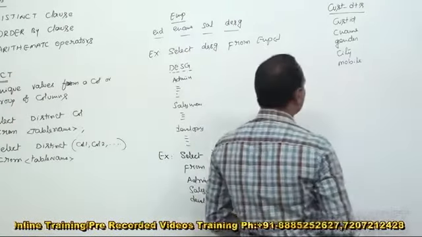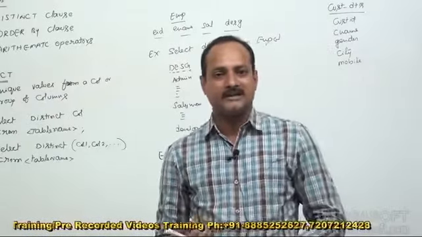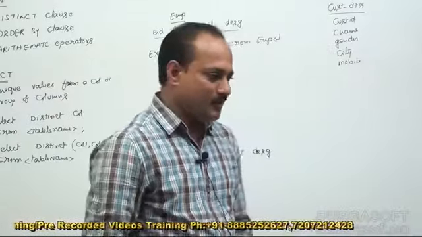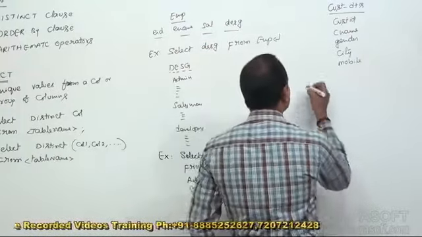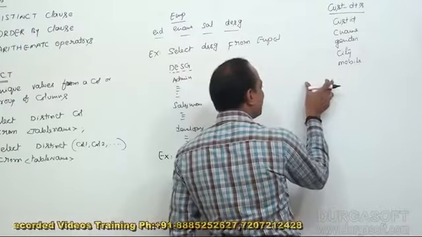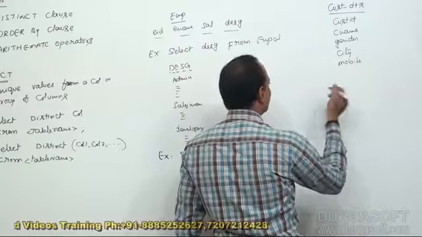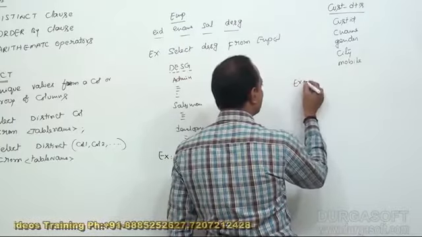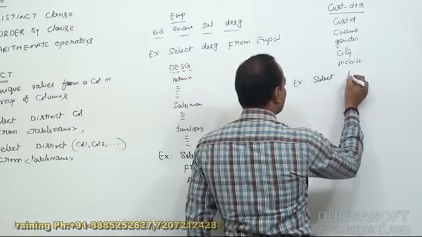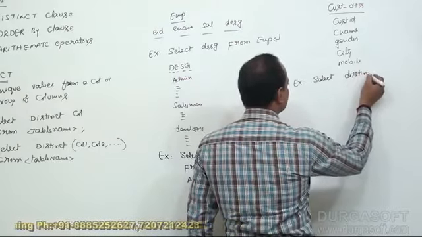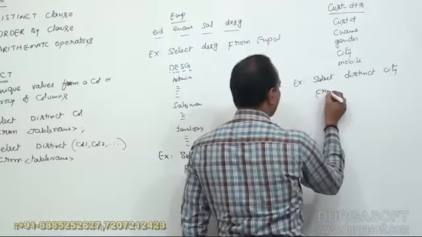From here, I want to know from which cities we have customers in our business. I want to see a particular city name only one time. I don't want to see city names multiple times. So: select distinct city from customer details.